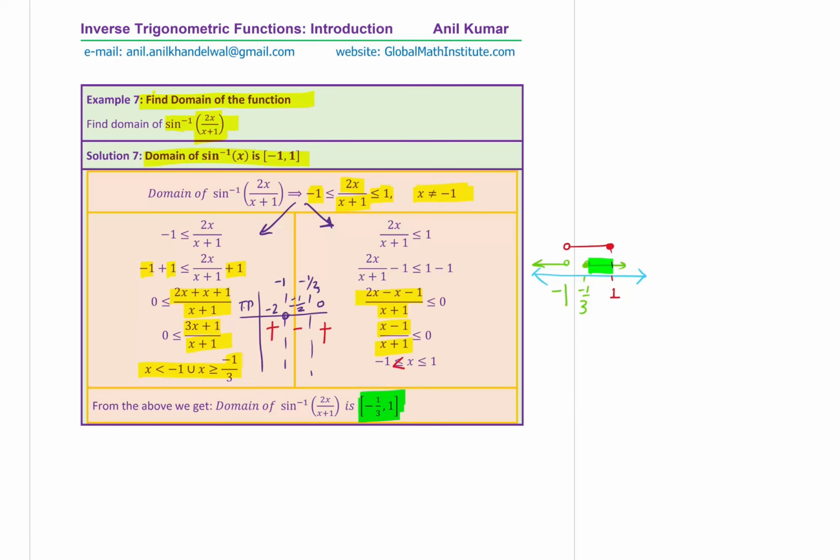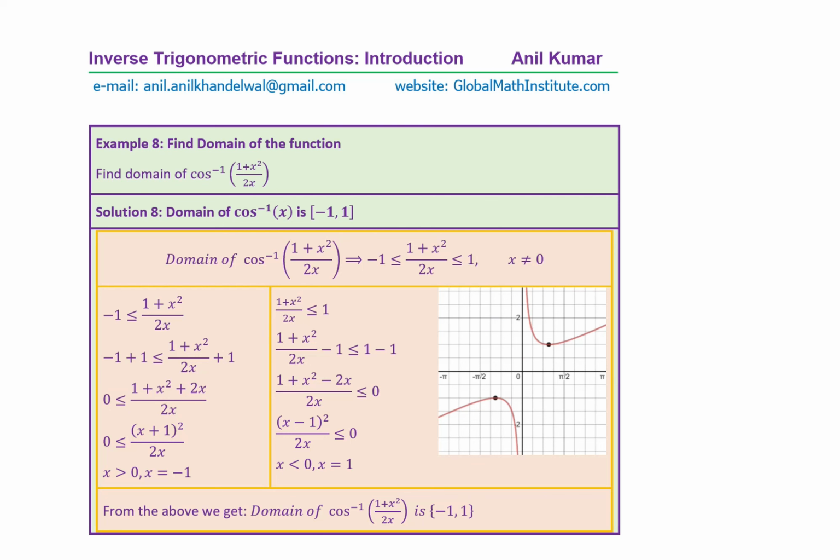Here is the last example, which is to find the domain of the function which is cos inverse of (1 plus x squared) over 2x. I'd like you to take this as your test question, right? Take it as a test question. You can now pause the video, answer this question, and then look into my suggestions.